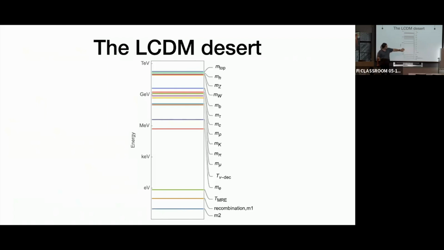And that gives us an opportunity because if there's lots of stuff going on, then that's almost like noise that you have to filter out. Here, the particle physics is very clean. And this is what we refer to as the ΛCDM desert. It's a desert, not in space, but of energy scales where nothing really should be happening. Nothing interesting is happening there, which means if something interesting is happening there, it's very interesting.